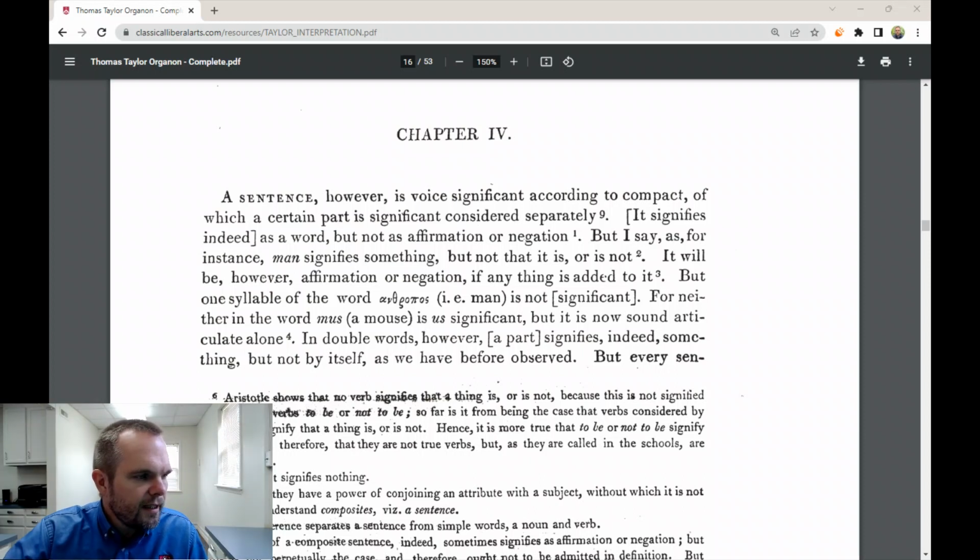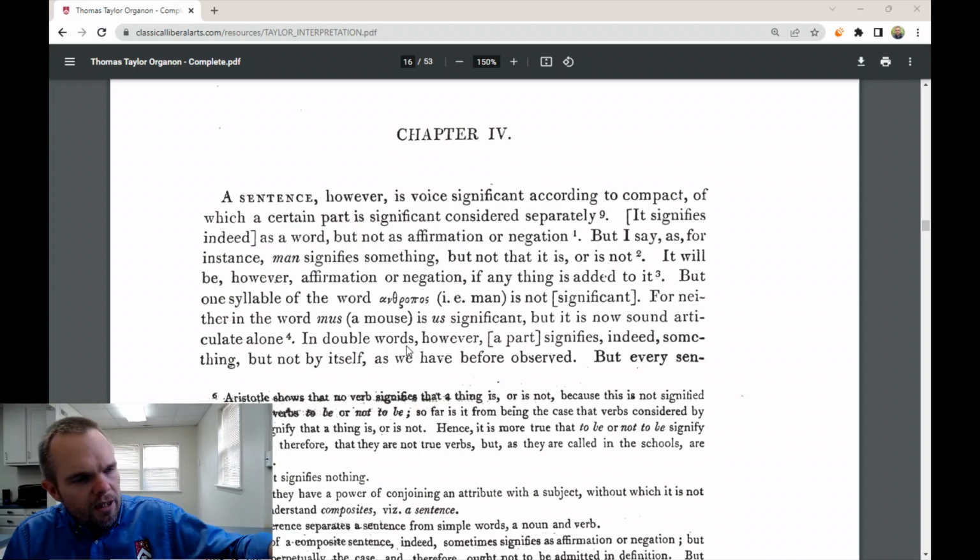He goes on to say, in double words, and in English we would refer to these as compound words. In double words, so if we take a compound word where a word is actually composed of two parts, those parts can express an idea by themselves, but they don't because they're used as a single word to signify a single idea. In double words, a part signifies indeed something, but not by itself, as we have observed in the previous lessons.